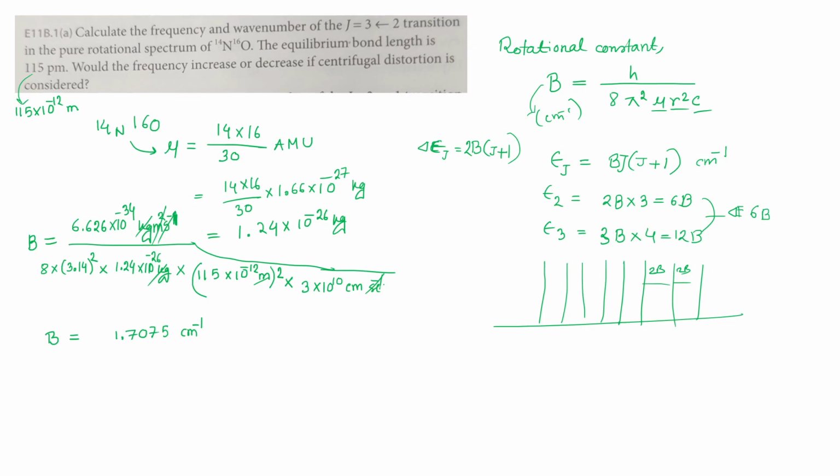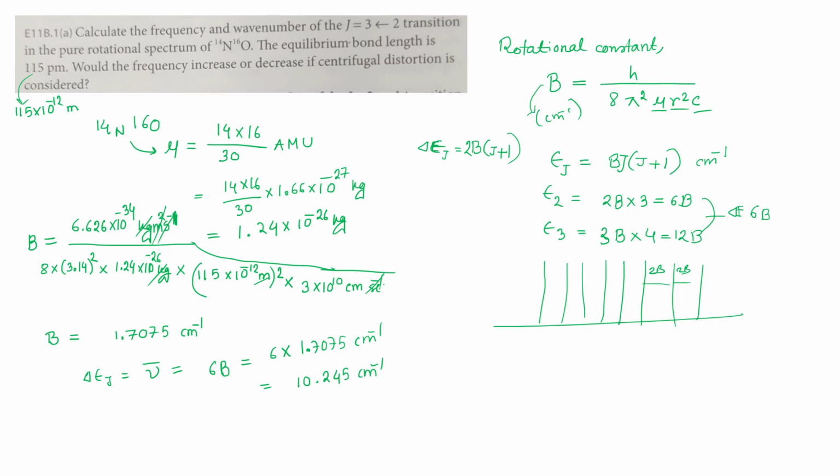So what will be the wave number? In wave number, same thing, delta E_J, 6B, right? It will be 6 into 1.7075 centimeter inverse, which is nothing but, I think, 10.245 centimeter inverse you are going to get. So this is in wave number, right?